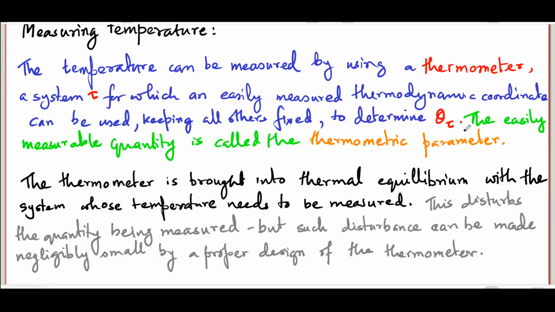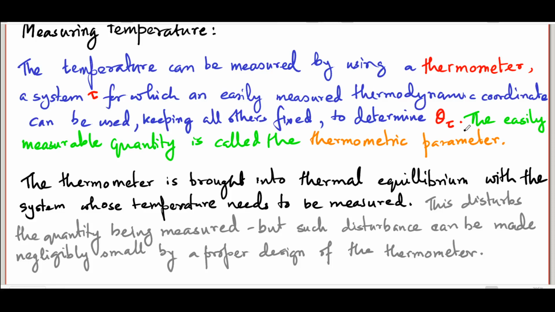Now, in order to do a measurement of the temperature of some system, what you need to do is to bring this thermometer in thermal equilibrium with the system whose temperature needs to be measured. The way you do that is to bring them in contact via a diathermal wall. Of course, initially the two systems may not be in thermal equilibrium, but after a while the two systems will settle to an equilibrium situation.